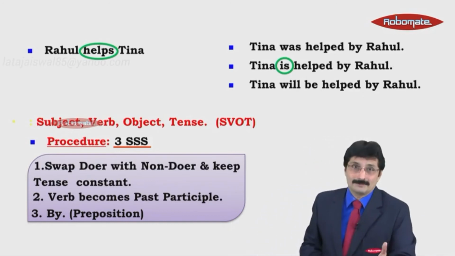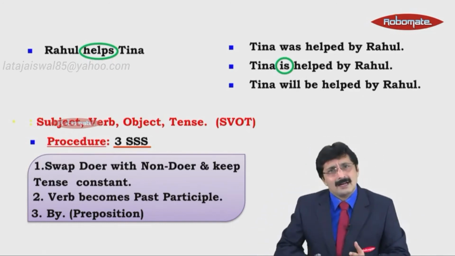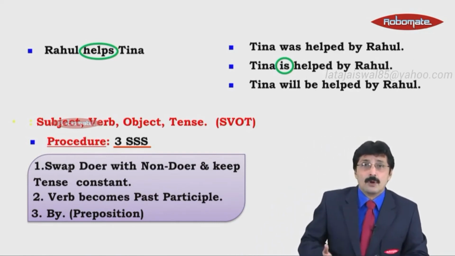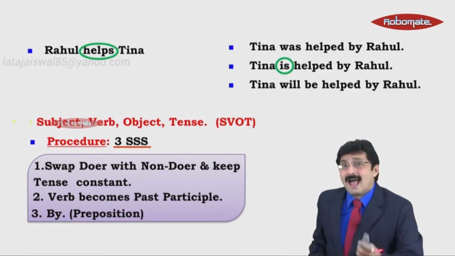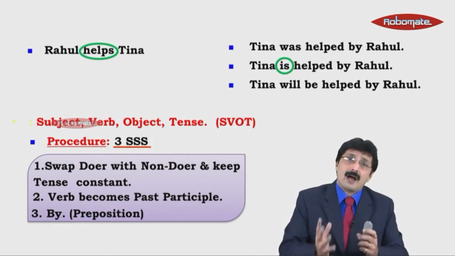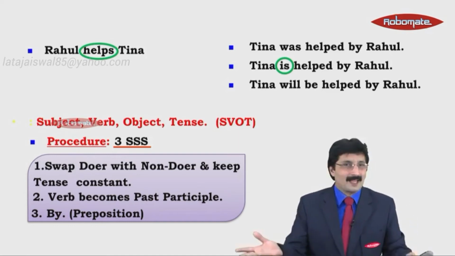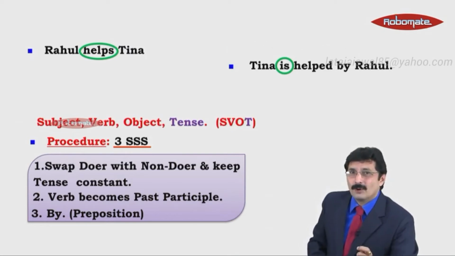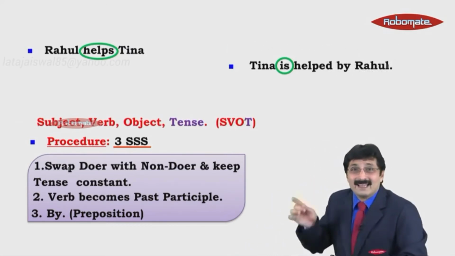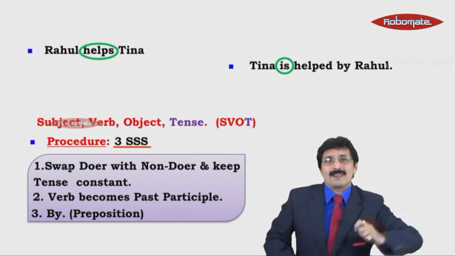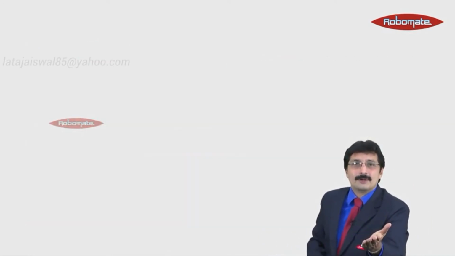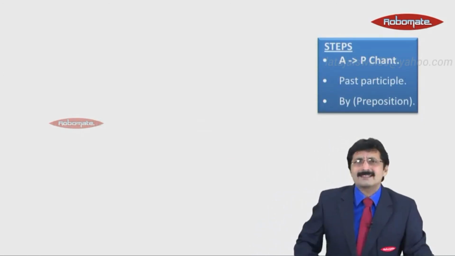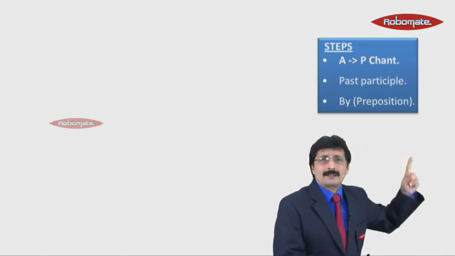vice versa too. Now, sir, we understand this, but it becomes so confusing. For example, if my sentence was Rahul is helping Tina or Rahul has helped Tina in different tenses, sir, how do we keep the tense constant? That's what I said. I'm going to give you amazing shortcuts. And as we know, the only problem that happens is the problem of the tense. And I'm going to give you an amazing shortcut for that. I'm going to give you the active passive chant. Chant, active passive chant.